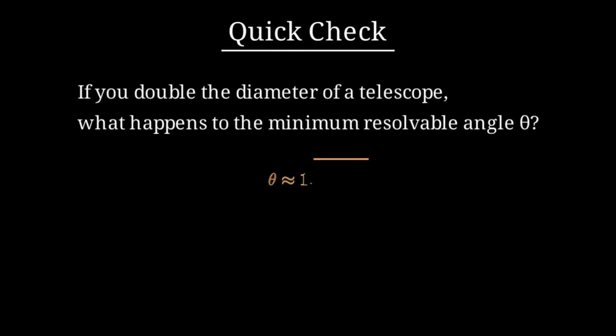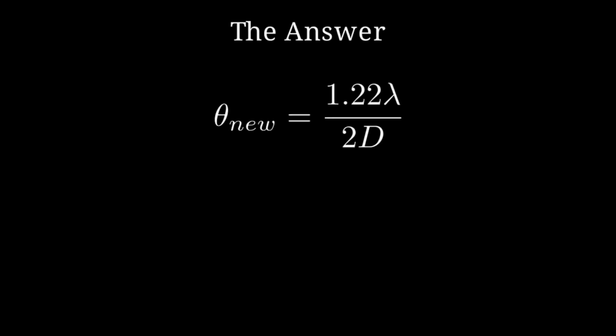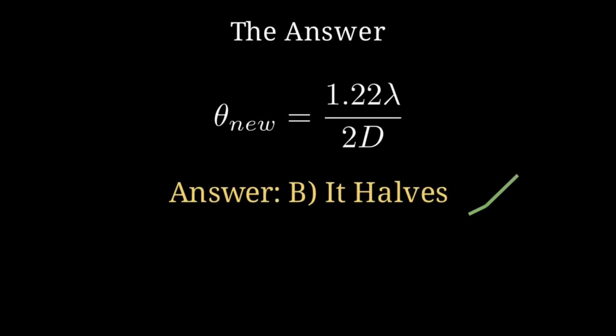Think about the formula, θ equals 1.22 λ over d. If the diameter d is in the denominator and it doubles, what happens to the angle θ? Take a moment to calculate. Since the diameter is in the denominator, doubling it halves the angle. A smaller angle means better resolution.